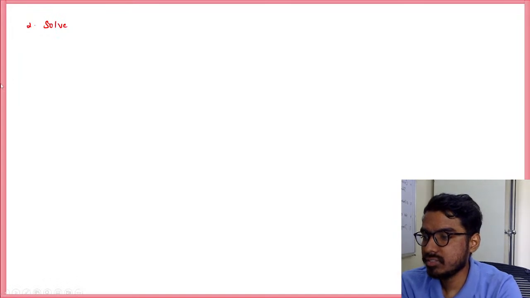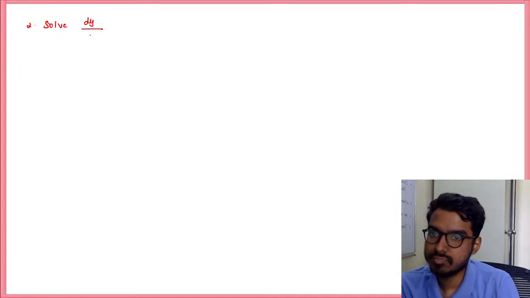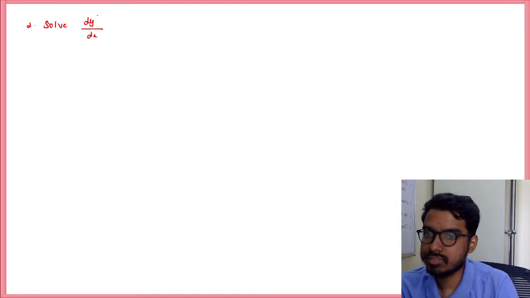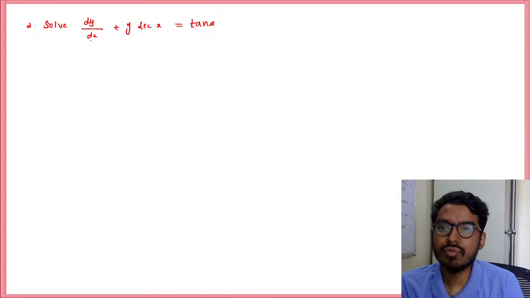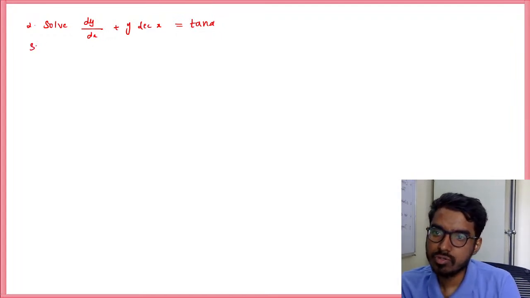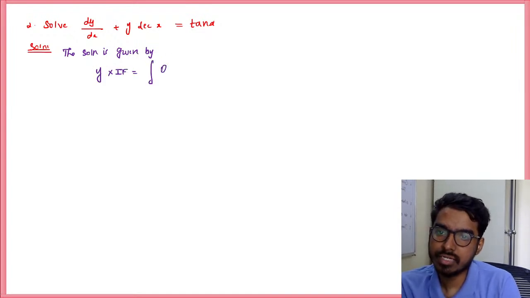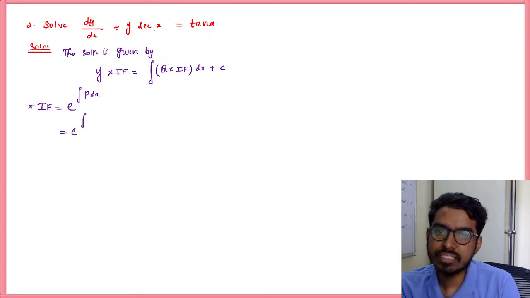So solve dy by dx plus y into secant x is equal to tan x, right? So it is of the form dy by dx plus py is equal to q. So we will directly write the solution. The solution is given by y into integrating factor is equal to integration of q into integrating factor dx plus c, right? So first we will find the integrating factor. So e power integration of p dx. So here p is what? Secant x, right? Py is equal to q. So integration of secant x dx.